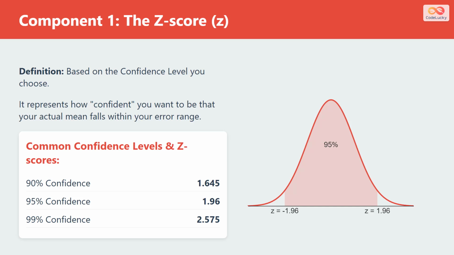First is the z-score. This comes from your confidence level. How sure do you want to be? If you want to be 95% confident in your results, you will use a z-score of 1.96. This is the most common value used in statistics.